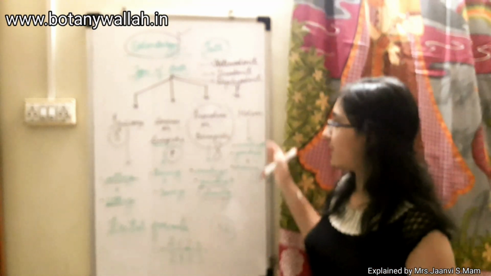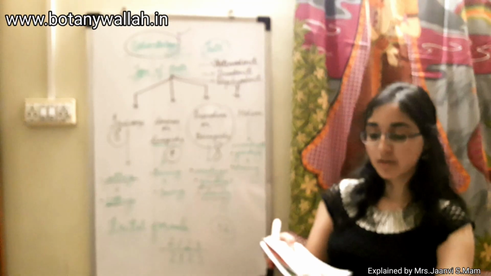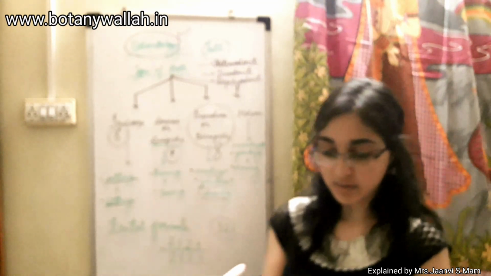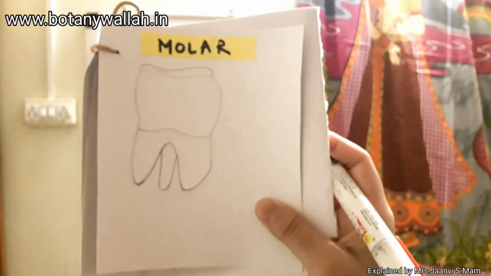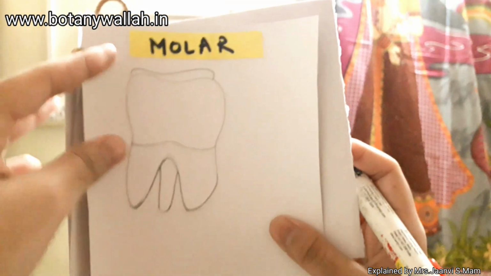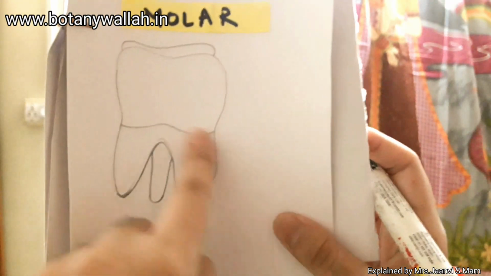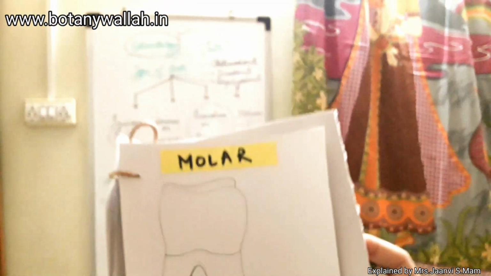The same function is there for the molar: crushing, grinding and chewing purposes. Now coming towards the molar. You can see that there are many roots in this. There is a crown and roots. There are many roots, so we say multi-rooted molar teeth.